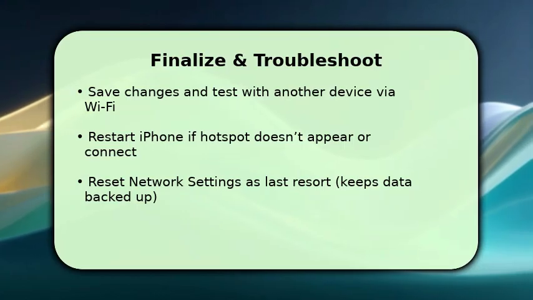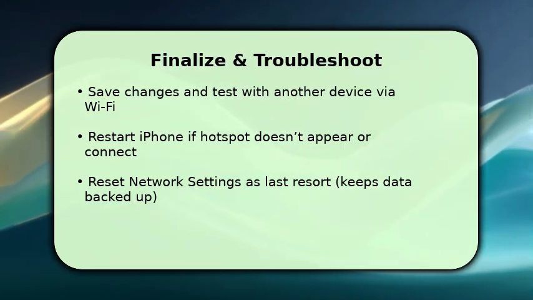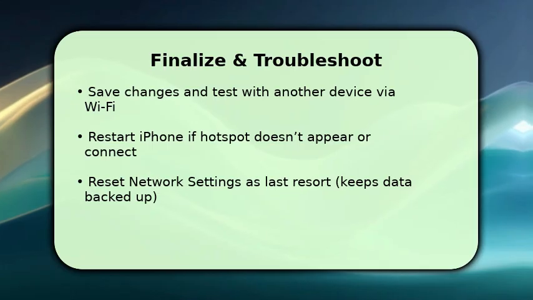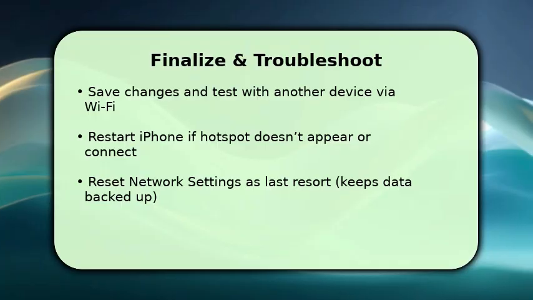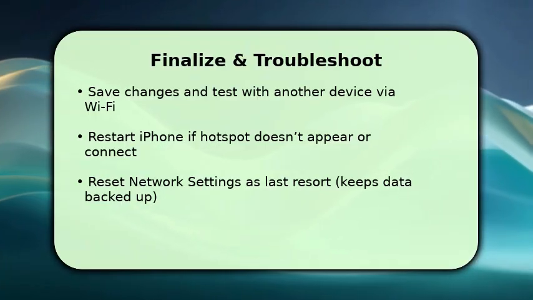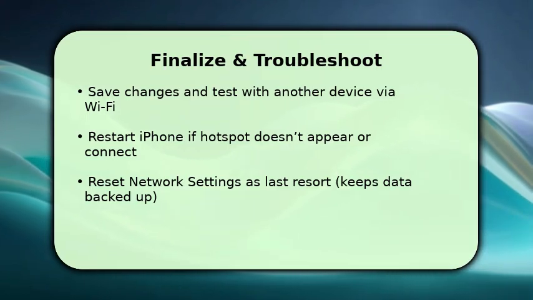Now finalize by saving and testing. Use a second device to find the new SSID and enter the password. If the hotspot doesn't appear or connections fail, restart your iPhone. This often clears temporary network glitches. If problems persist, toggle cellular and personal hotspot off and on.